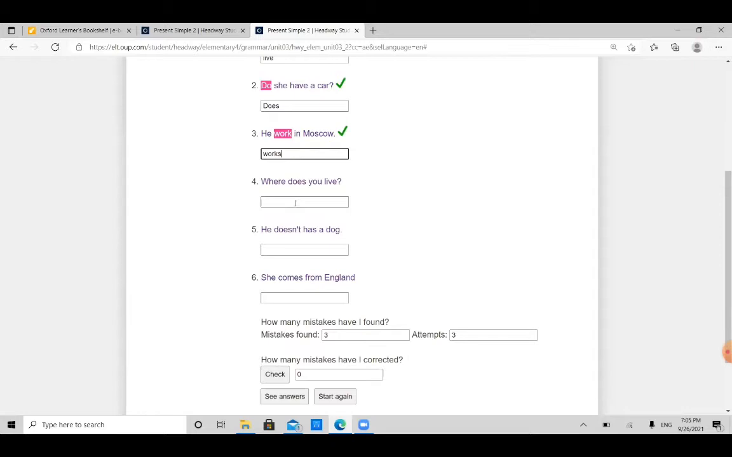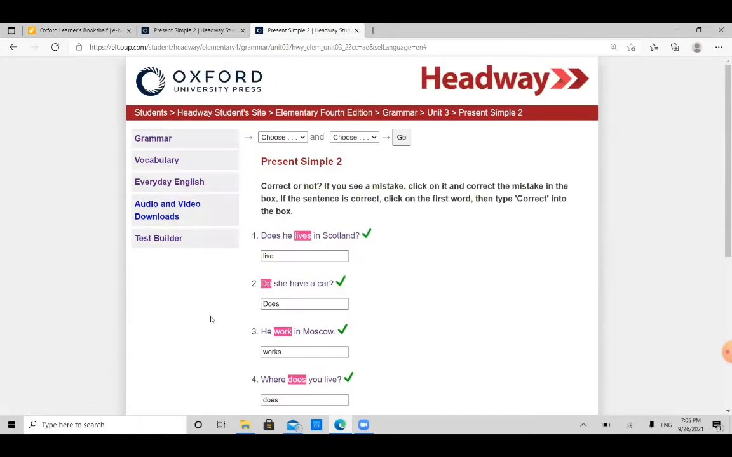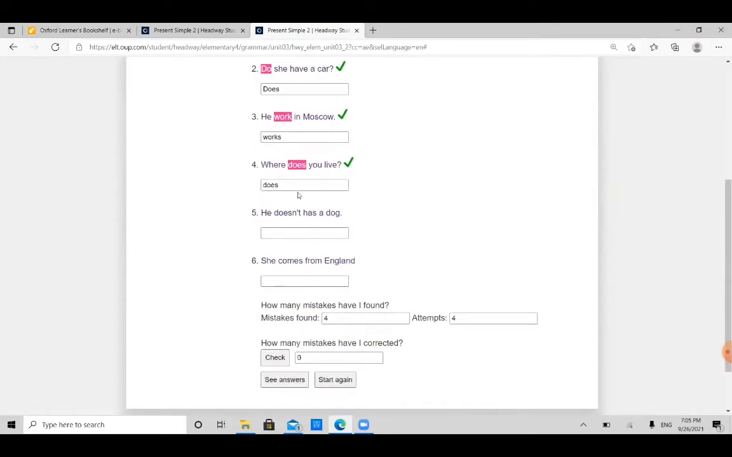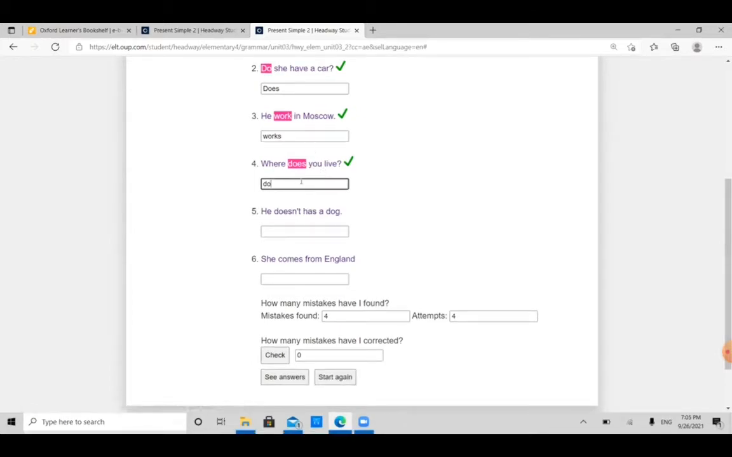Where do you live? Very good. So why did you change it to do? Because you need do, not does. What other pronouns use do? Can you remind us? Pronouns. You. Okay, I, or we? We or they. I. Yes, and I.